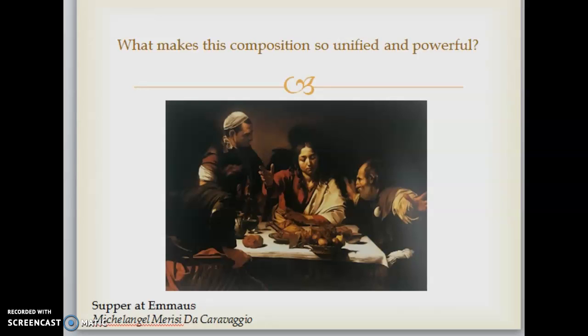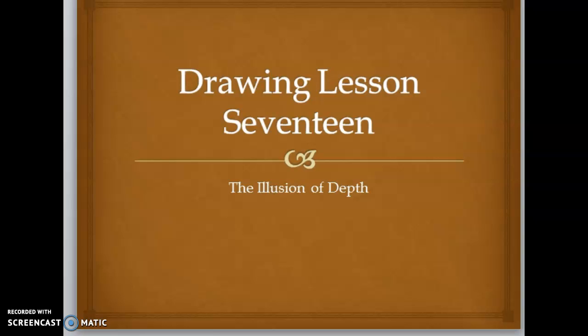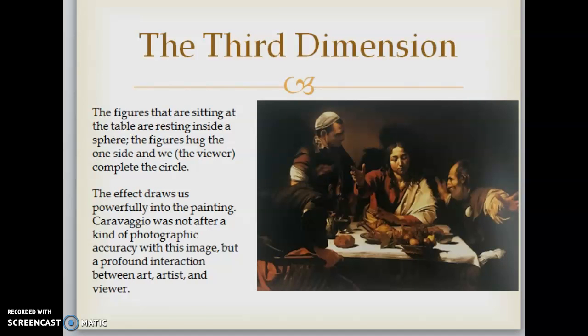This is drawing lesson 17, and before we begin, I'd like you to take a look at this painting and think about what makes this composition so unified and powerful. So this lesson is about the illusion of depth. The third dimension. The figures that are sitting at the table are resting inside a sphere. The figures hug the one side, and we, the viewer, complete the circle. The effect draws us powerfully into the painting.